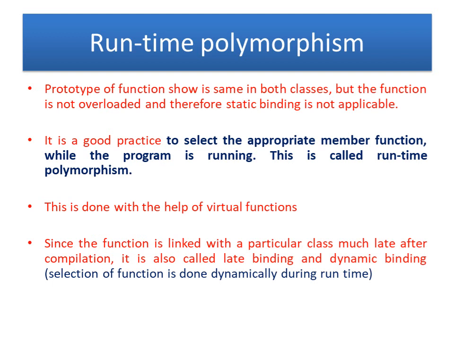In runtime polymorphism, the prototype of the function should be the same in both the classes. But the function is not overloaded and therefore static binding is not possible. For getting the function overloaded, we have to pass some arguments into it. Based upon the number of arguments passed, the compiler is going to find which function to call and perform its execution. That is not possible over here.